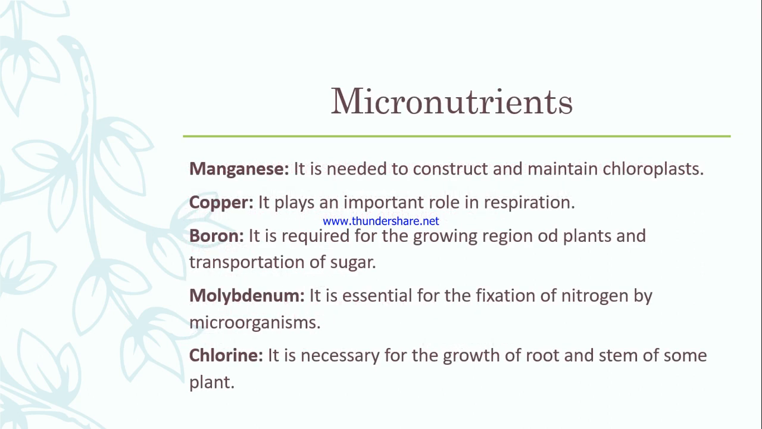Now micronutrients. All the macronutrients are done, and now we are going to talk about the role of micronutrients. Like manganese, it is needed to construct and maintain chloroplast. Chloroplast is the green colored plastid, we know about that. And then copper, it plays an important role in respiration. Boron is required for the growing region of the plant, and also for the transportation of sugar. Next, molybdenum is very essential for the fixation of nitrogen by microorganisms, and chlorine is necessary for the growth of root and stem of some plants.